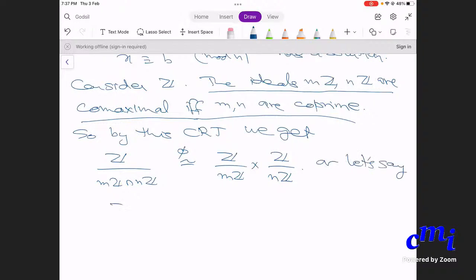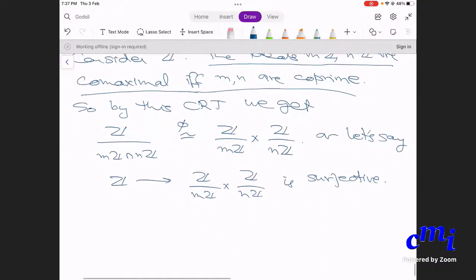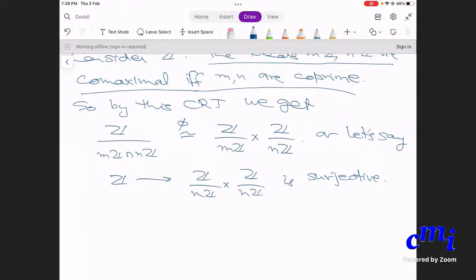Let's just say phi is surjective. So Z to Z mod MZ cross Z mod NZ is surjective. That is also part of the Chinese remainder theorem, in fact the main part. So this is surjective. So if you are given A and B in Z, A bar and B bar belong to Z mod MZ and Z mod NZ.